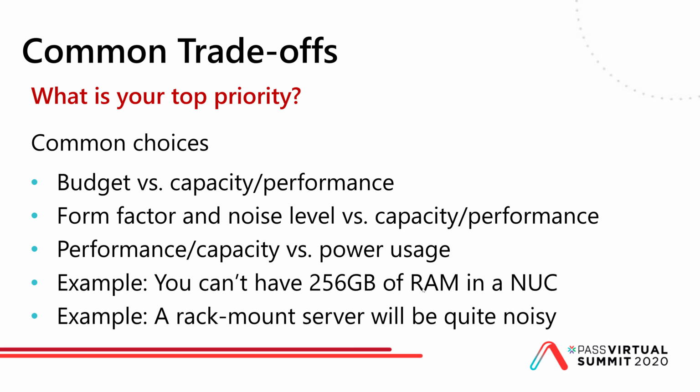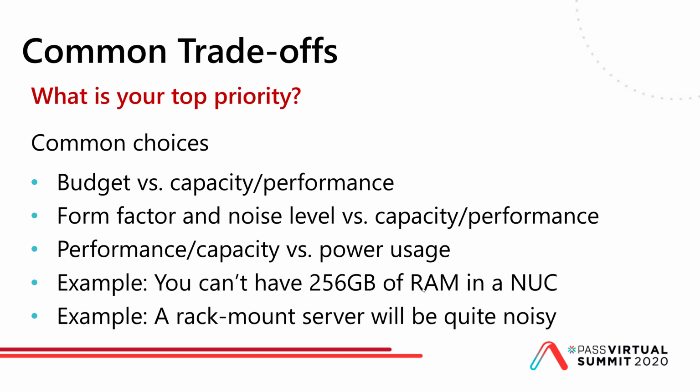Some common trade-offs to think about is, again, what is your top priority when you're thinking about your constraints and your requirements? Maybe budget is your main priority, or maybe you're more worried about having enough capacity and performance to support a certain workload. And again, the form factor of your system, whether it's a laptop or an Intel NUC system or a bunch of tower PCs or rack mount servers, versus how much noise they make versus how much capacity they have. And thinking about how much capacity you want to have versus how much power they're going to use to have multiple systems.